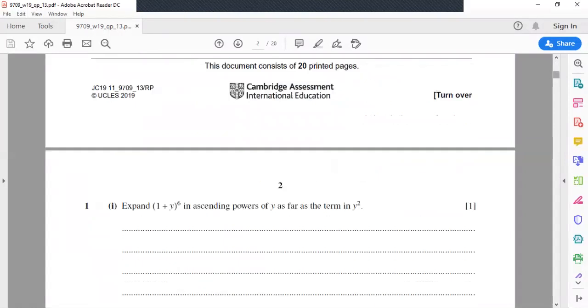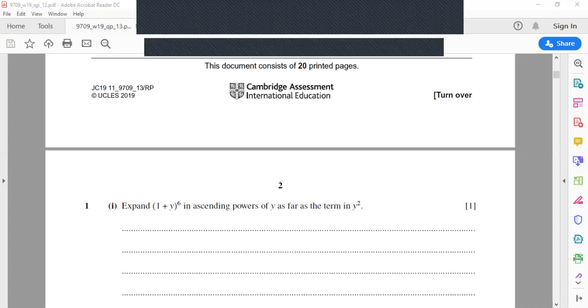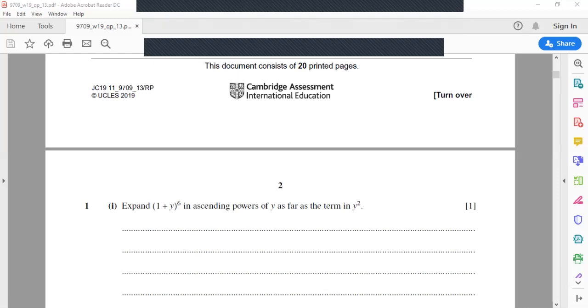Here it is, the first question: expand (1 plus y) power 6 in ascending powers of y, as far as the term in y square. So it means that we have to go till y square only. So let's use the binomial theorem to simplify this.